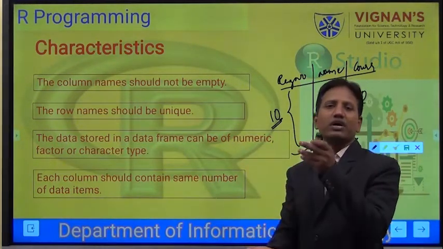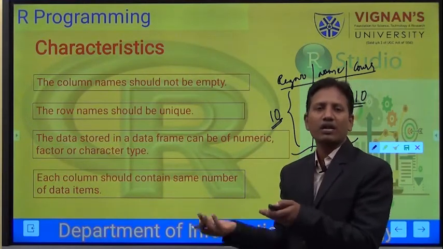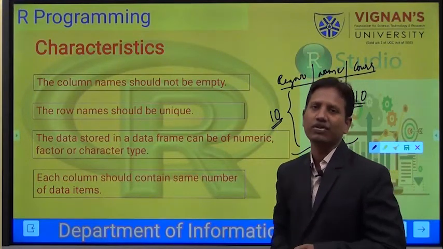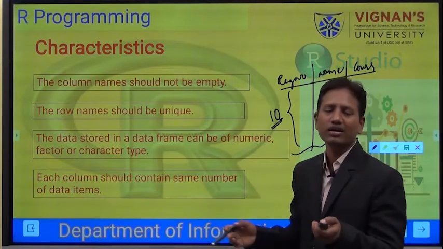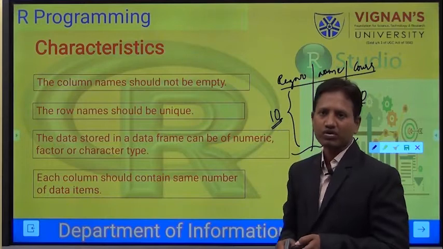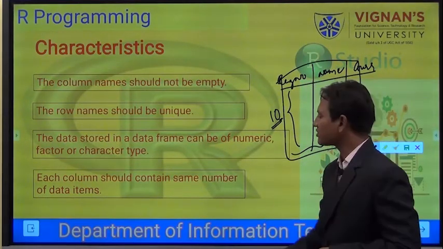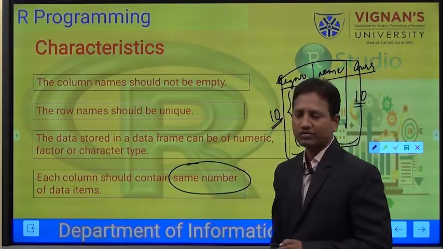If you have uneven lengths, R cannot understand that, and it doesn't create a data frame. So this is an important thing. Of course you can add dummy values to make it a structure. It should be in a proper structure, that is, with the same number of data items.